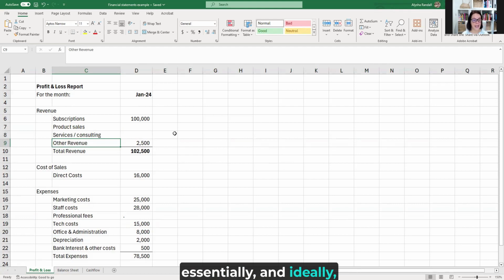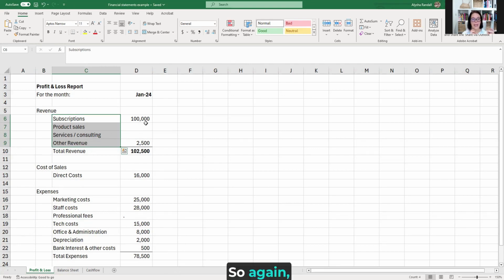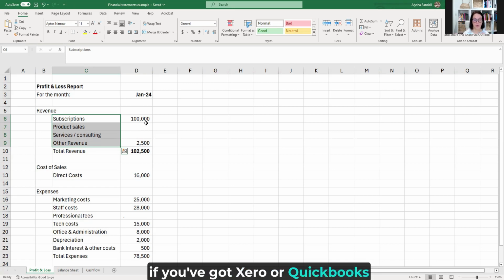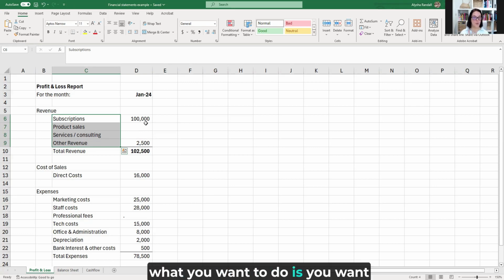And ideally, how you want to think about this is categorizing all of your different revenue streams. So again, if you've got Xero or QuickBooks or something like this, they usually have 1 or 2 revenue accounts and everything just gets chucked into that one bucket. This doesn't help anyone. So ideally what you want to do is think about all the different types of products you offer and categorize them.